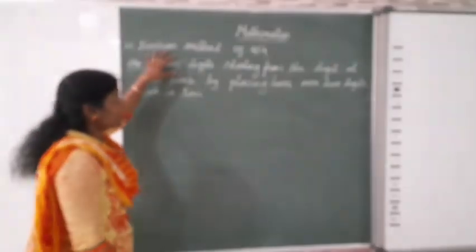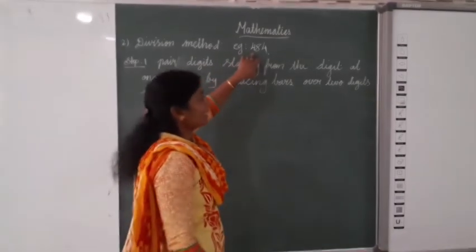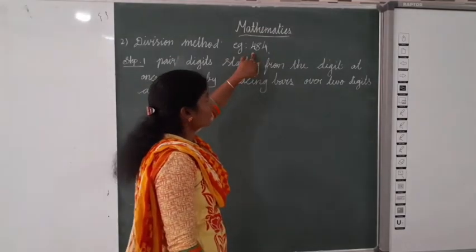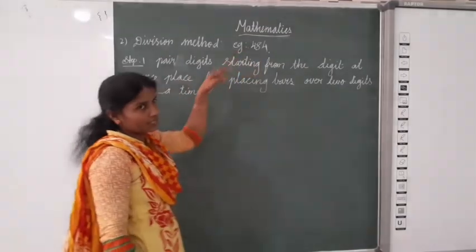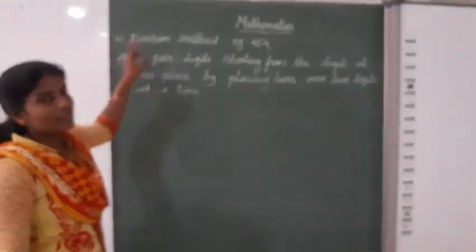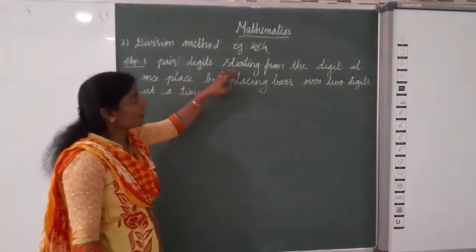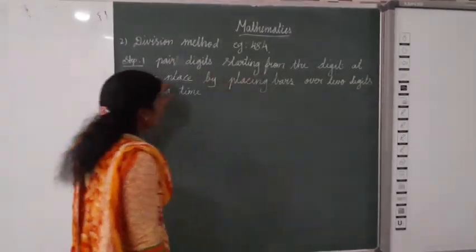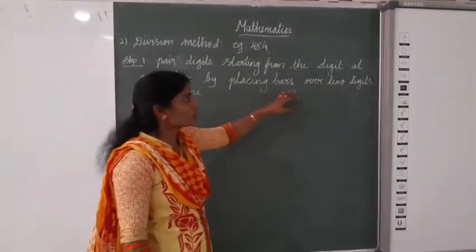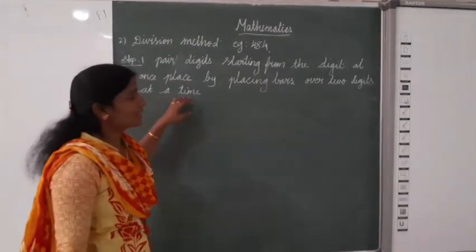Now second one is division method. Example: 484. Now we can find out the square root value of 484 using the division method. In the division method we have some steps. First step, pair digits starting from the digit at one's place by placing bars over 2 digits at a time.